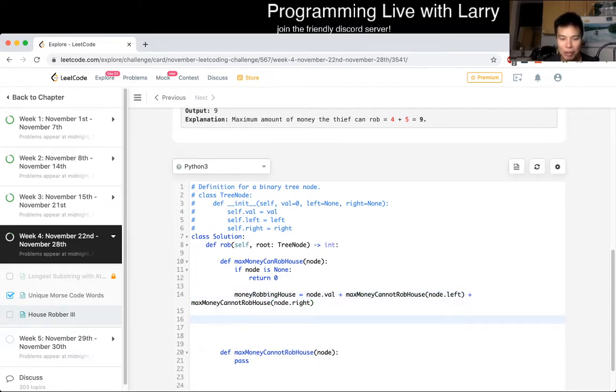So then now, what about money not robbing this house, right? Well, if you don't rob this house, what does it mean, right? Well, this function is 0 because you don't get any value for this house. Plus max money can rob house, because you can now rob the house to the left and the house to the right. Oops, typo.